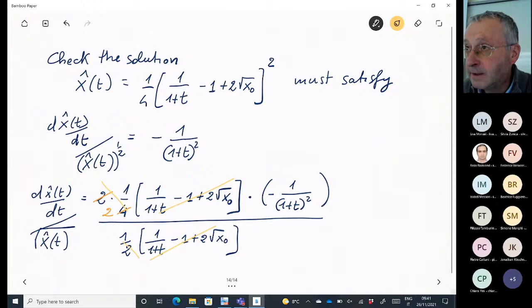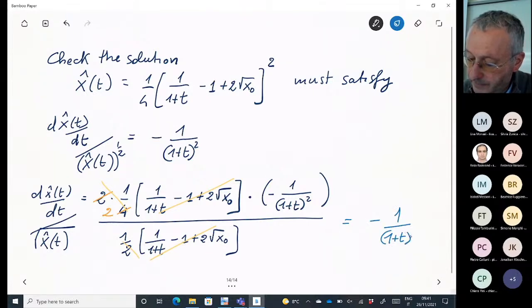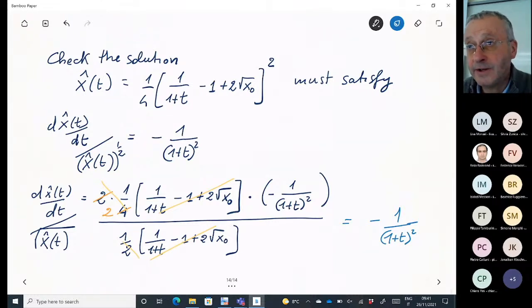over 1 plus t squared, identically for any t, which is precisely what the differential equation required. Okay? That was precisely the condition required by our differential equation. So this is a way to check our solution.